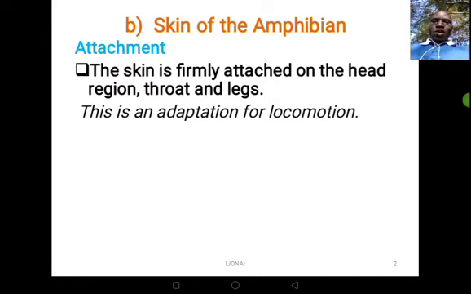So when you move around the skin using your forceps, trying to pull it or to detach it from the body, you will realize that the skin is firmly attached on some parts of the body and loosely attached on other parts of the body. Where it is firmly attached, areas like near the head or around the head region, and then the throat area, and also on the legs, the skin is firmly attached. However, the rest of the body, the skin may be loosely attached. And the firm attachment is an adaptation for locomotion.